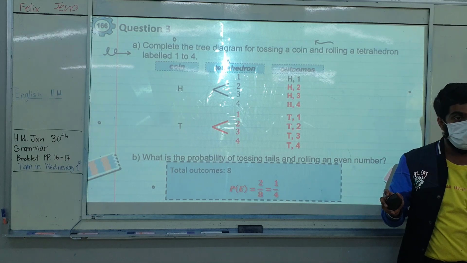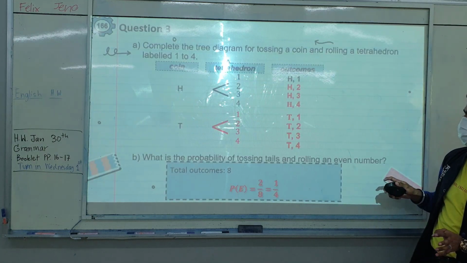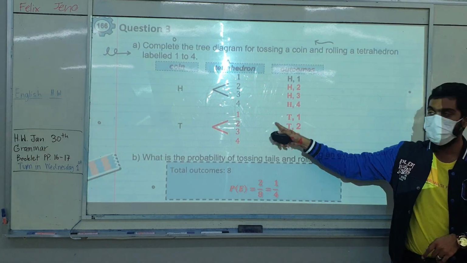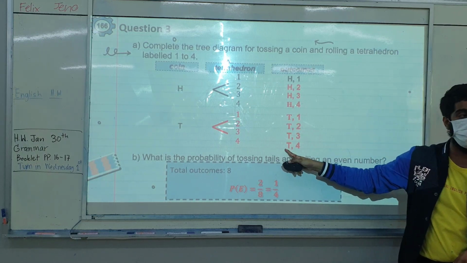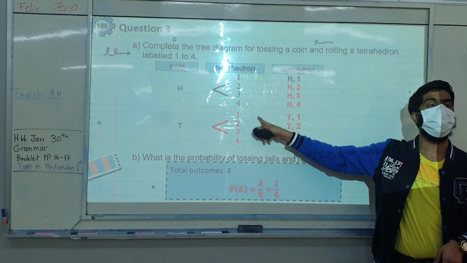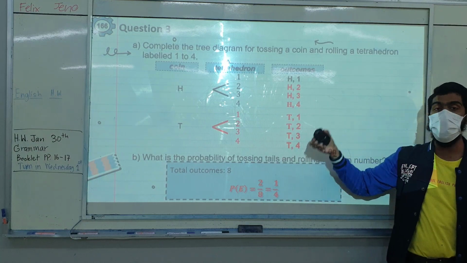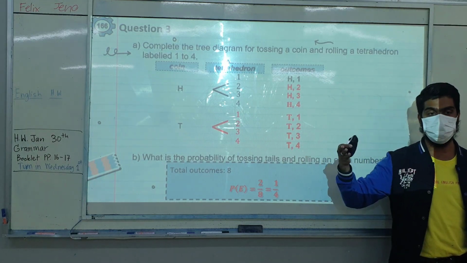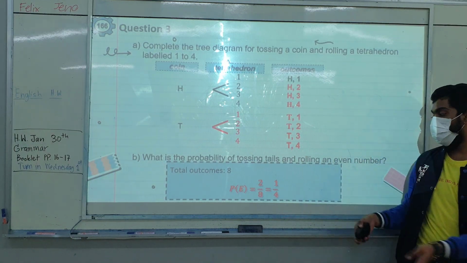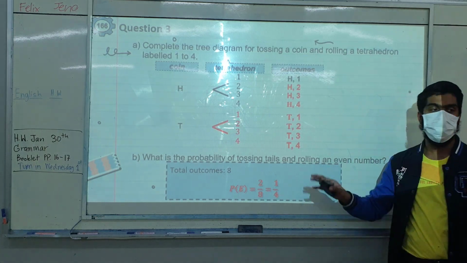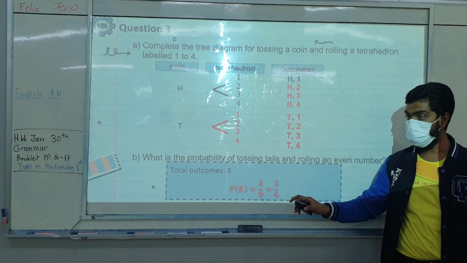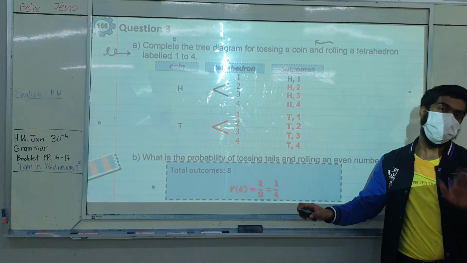Does that make sense? So what are the total possible outcomes here? We have 2 of these, right? Tail and 2 and tail and 4, which is 2 over 8. Once we simplify 2 over 8, it changes to 1 over 4. And that is how we got 1 over 4. Make sense? Any question? Okay, hit stop.